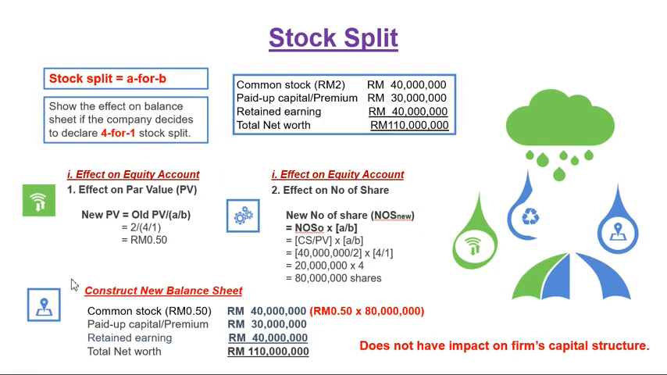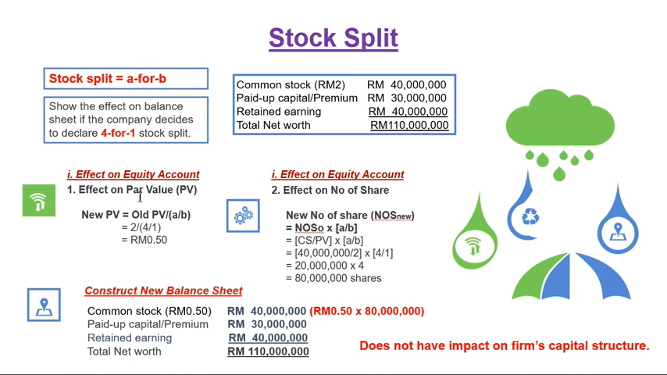Let's look at an example on the stock split. The formula for stock split is A for B. Show the effect on the balance sheet if the company decides to declare a 4-for-1 stock split. A 4-for-1 stock split means that for every share held, the investor will get 4 additional shares. Given this information, stock split will have impact on the equity account as well as earning per share. We will start by looking at the impact on the equity account.